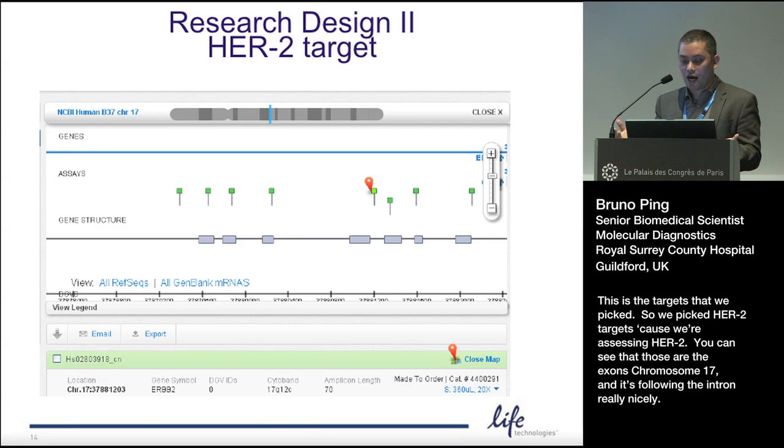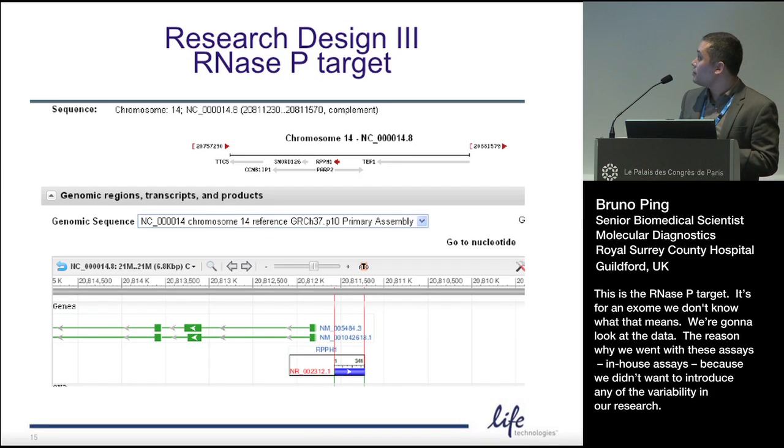These are the targets that we picked. We picked Her-2 targets because we are assessing Her-2, and you can see those are the exons on chromosome 17, and it's following an intron really nicely. And this is the RNase P target. It's following an exon. We don't know what that means. We're going to look at the data.